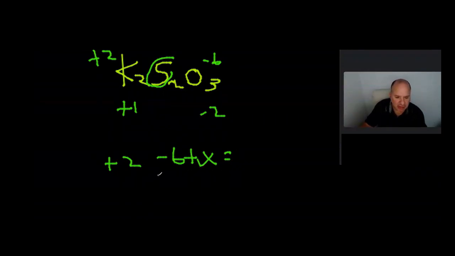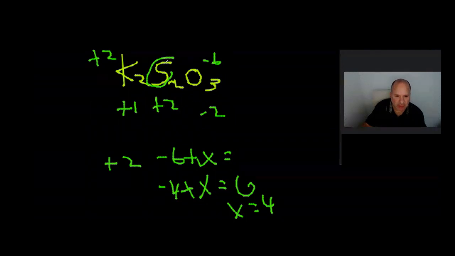So we get +2 minus 6, we get -4 plus x equals 0. So x equals 4. But we have 2 of them, right? So we have to divide it by 2. So each sulfur has a +2 charge, but overall it's +4. So +2 plus 4 and -6 is 0. So the charge on the potassium is +1. The charge on the sulfur is +2. Charge on the oxygen is -2. So it adds up to 0.